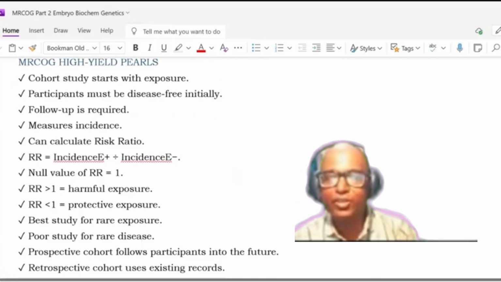Participant must be disease free initially. Follow-up is required. It will measure the incidence. It will calculate the risk ratio, that is the relative risk. Relative risk is equal to incidence among exposed divided by incidence among unexposed.